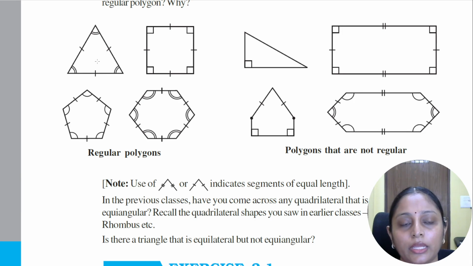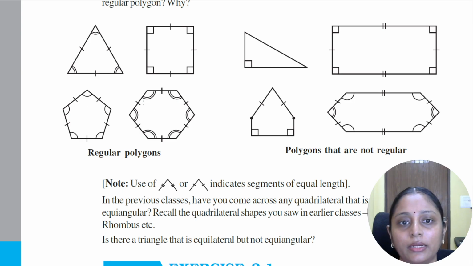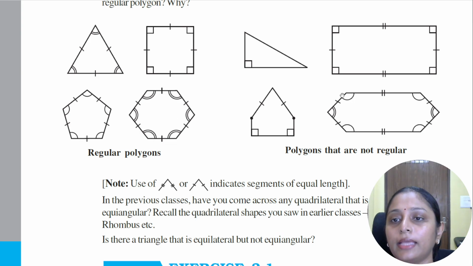So this is a regular triangle or an equilateral triangle as we call it. Here all four angles are equal, all four sides are equal, therefore it is a regular quadrilateral, or as you know, it is a square. Similarly, regular pentagon and regular hexagon, right? Next, these are a few examples of non-regular or irregular polygons.